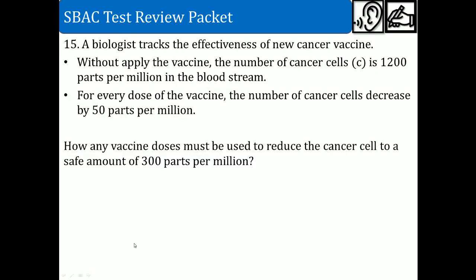Good? Next, number 15. A biologist tracked the efficiency of a new cancer vaccine. Without applying the vaccine, the number of cancer cells is 1,200 parts per million in the bloodstream. Every dose of the vaccine, the number of cancer cells decreased by 50 parts per million. How many vaccine dosages must be used to reduce the cancer cells to a safe amount of 300 parts per million?